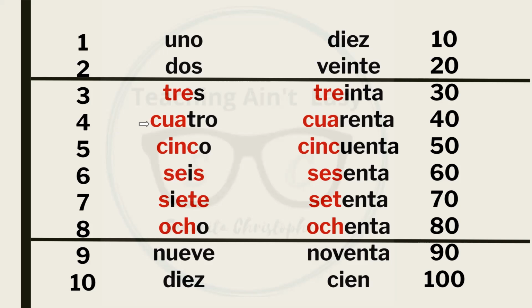Here's another example. 4 in Spanish is cuatro. It has the prefix C-U-A. 40 in Spanish is cuarenta. It also has the prefix C-U-A. So if you know that 4 is cuatro, then you can remember that cuarenta is 40.